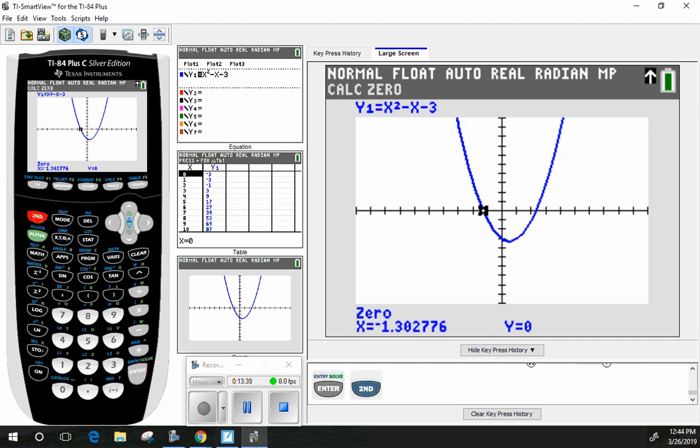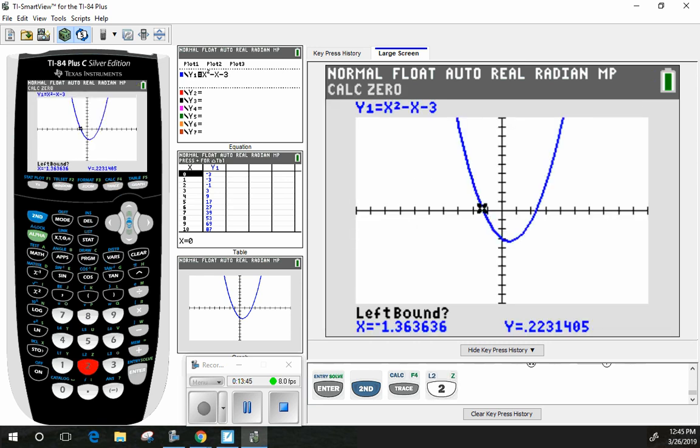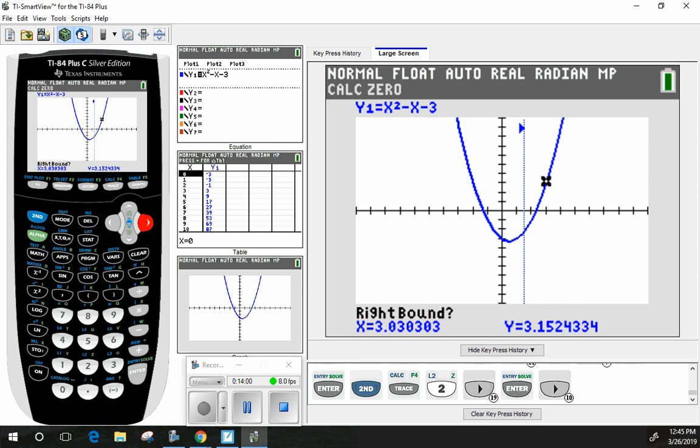So we'll go back to our calc menu with second trace. We'll choose the second option. I'll get closer but still stay to the left of it. So I'm getting closer to it, but I'm staying to the left of it. Okay, and then I'll scoot over to the right. Make sure my x-intercept is between my boundaries. I hit enter one more time. The other solution is 2.3.